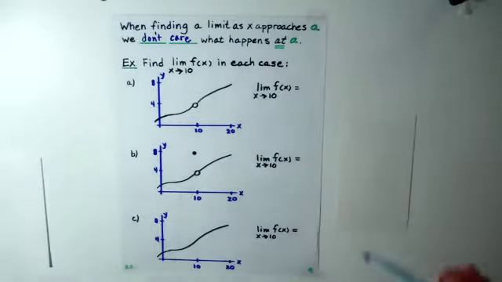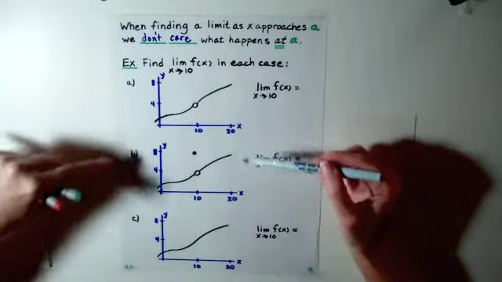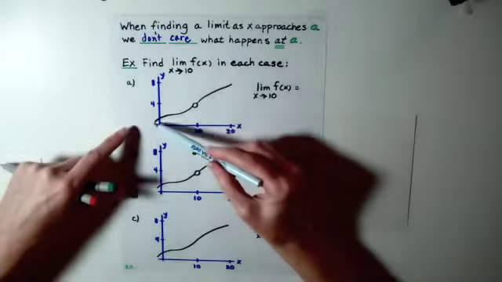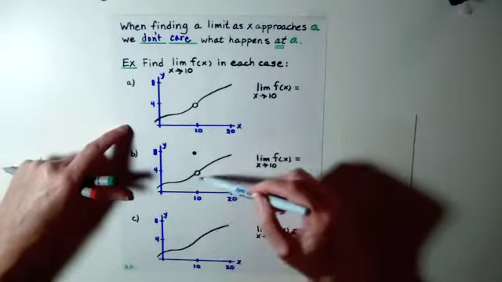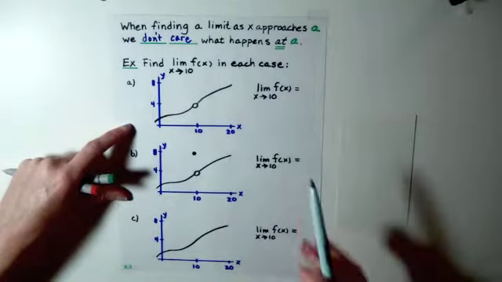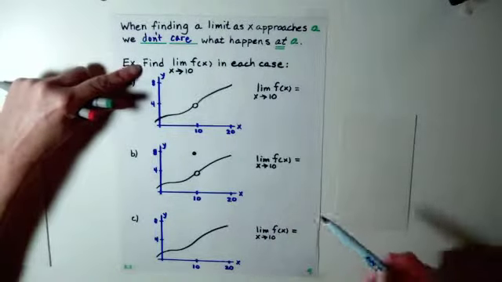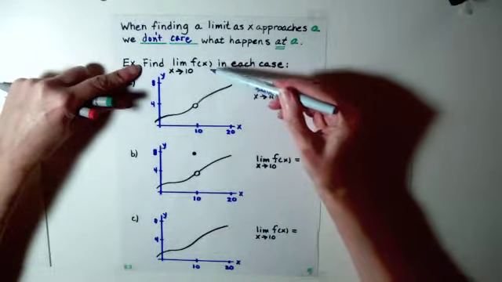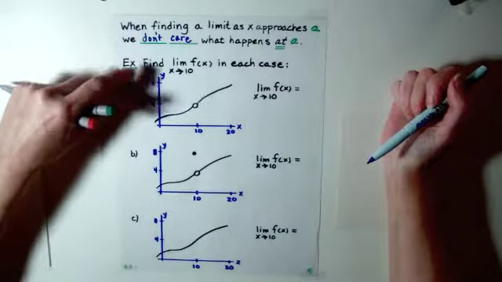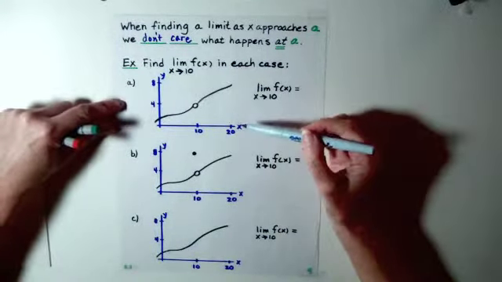Well, let's see how that plays out in the following example. Each of these parts, A, B, and C, really does represent a slightly different function. These functions were meant to be drawn to look identical, except at the value x equal 10. That's the only place that they differ. And in this particular case, we're going to be asked to find the limit of each function as x approaches 10. Let's look at example A.